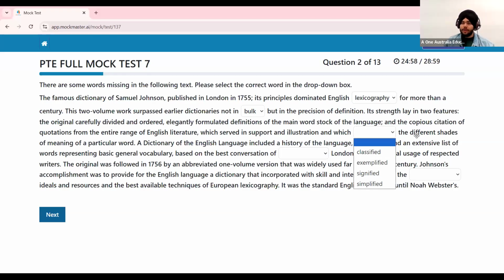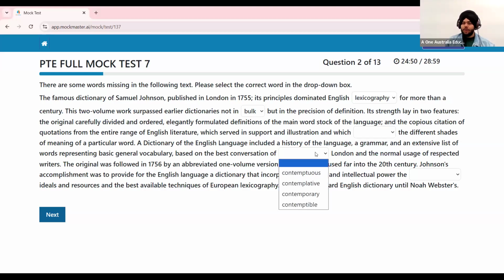Okay. So here, let's say based on the best conversation of dash London. Now, what kind of London? Now, for a fact, I know contemporary basically means based on the best conversation of contemporary London. So of old London. Okay.